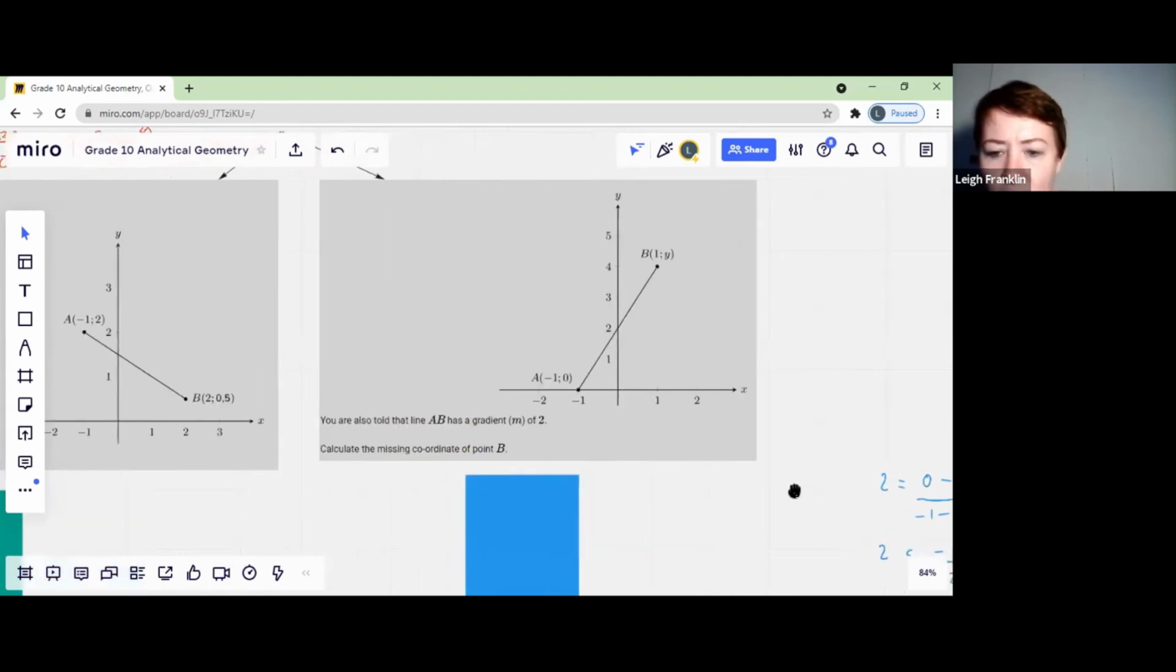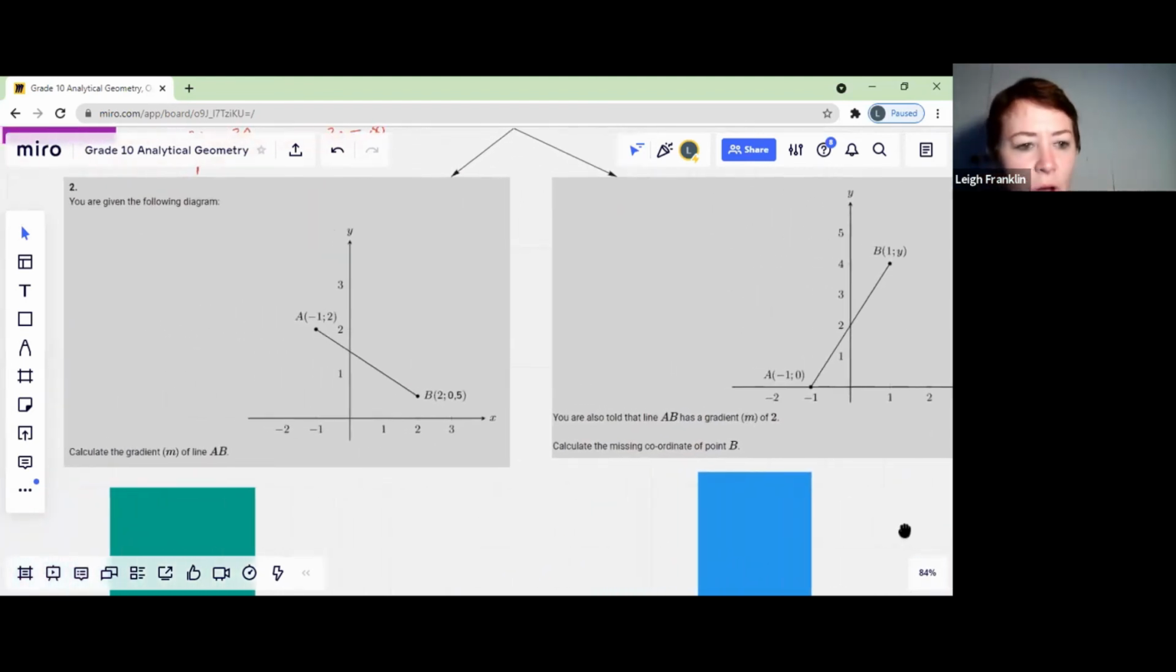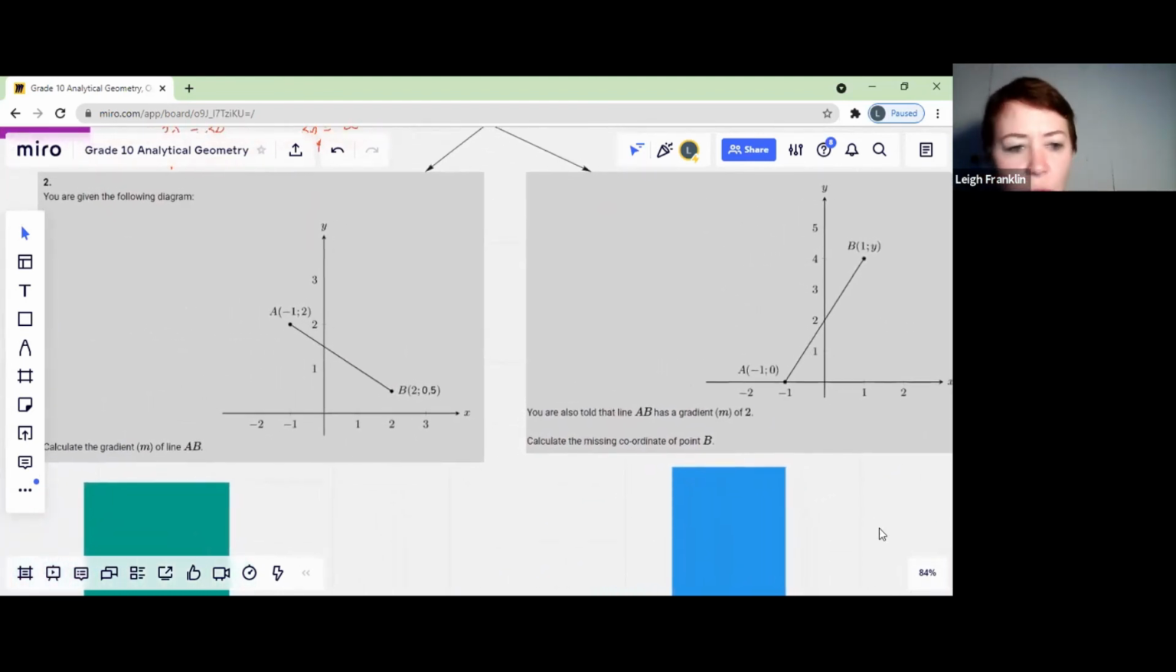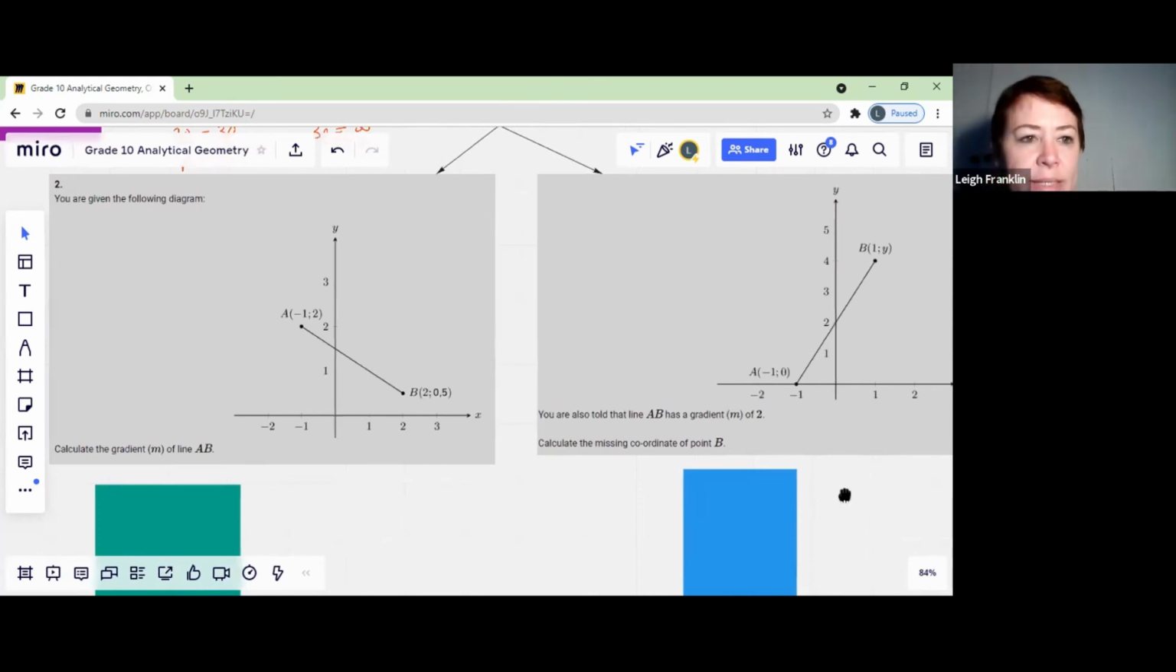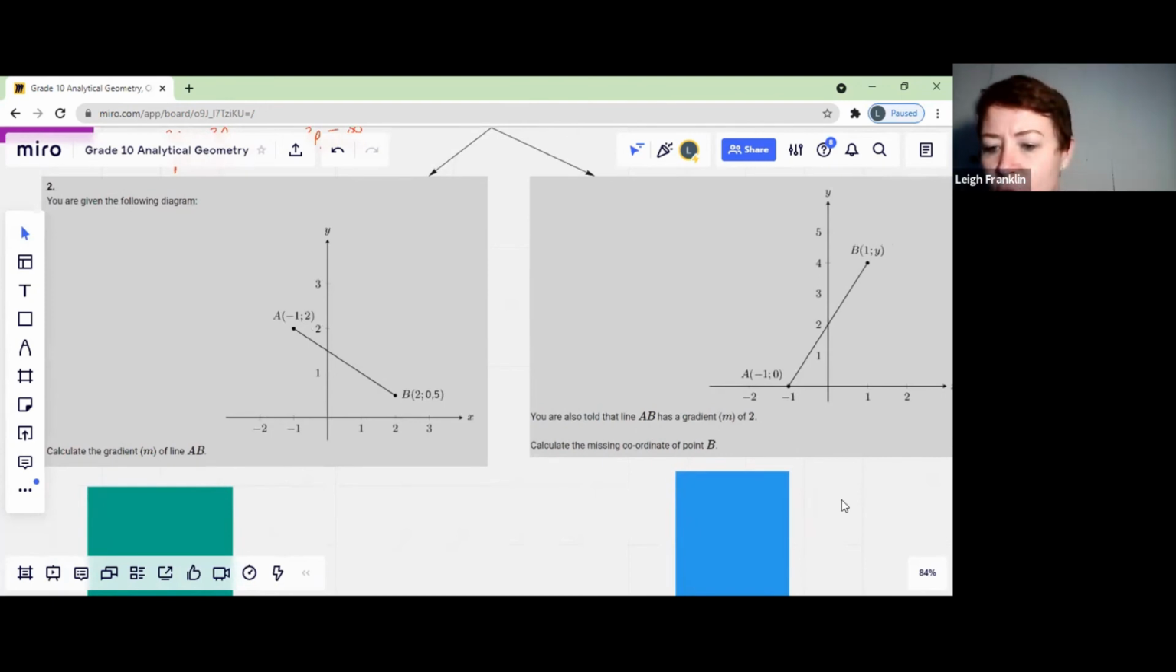Move that out the way. We can grab it now. Okay, there we go. Give it a whirl. So the one on the left is calculating the gradient of the line. The one on the right is calculating the missing y coordinate. Let's see what you guys do. Ready, steady, go.